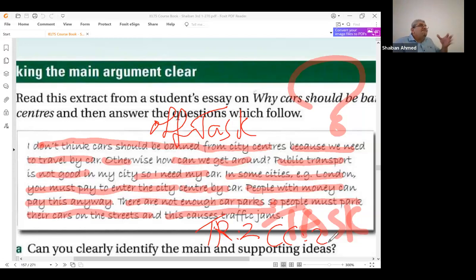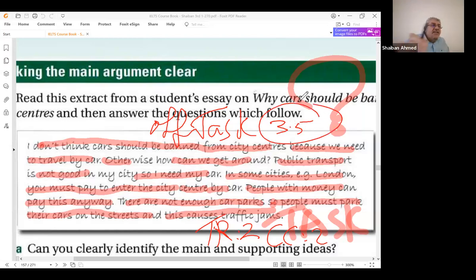Look, because he's moving around the idea, but not like a person who knows how to talk about something. Unclear. What does it mean? People with money can pay it anywhere. I need a car park. So there aren't enough car parks. But what is parking doing with banning cars? Irrelevant. The grammar is okay. He's maybe band 4 or 5. So in general, this guy, maybe he will get in total 3.5.